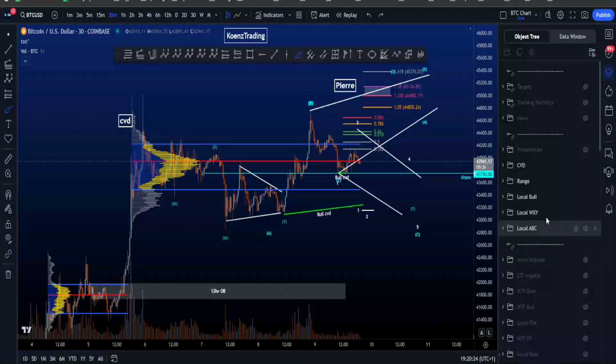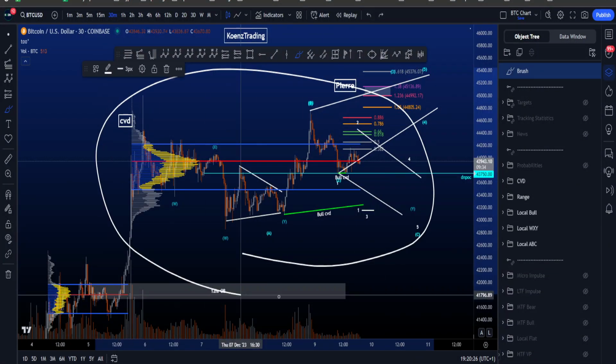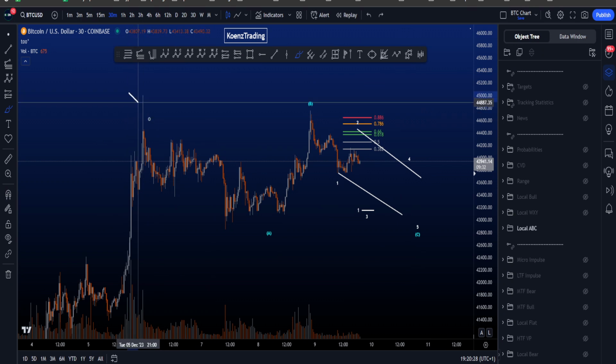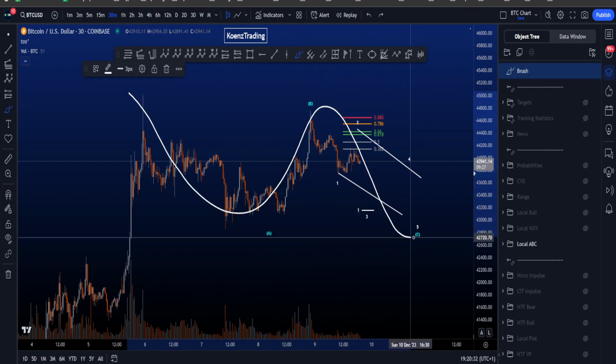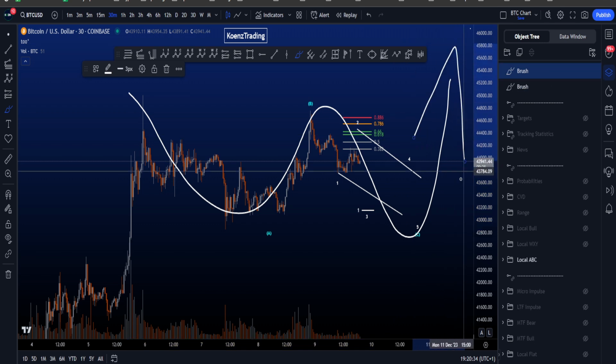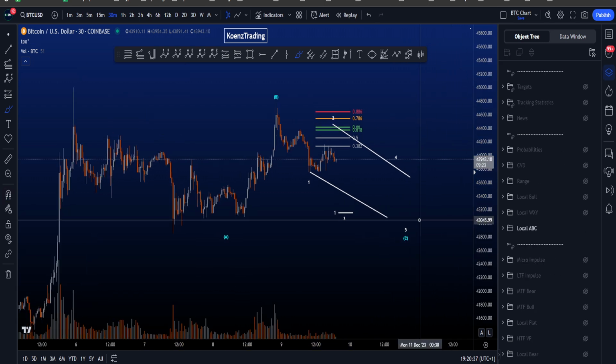Hi everyone, let's go over my bullish and bearish Elliott Wave scenarios on Bitcoin, starting with this local flat scenario, where we're looking for an A, B and then a 5-wave C to the downside, after which we then expect continuation to the upside and higher prices to come.